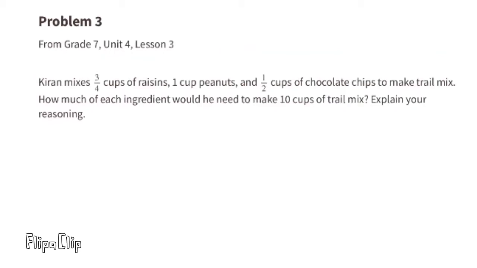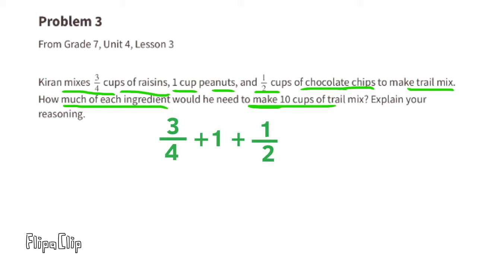Problem number 3 from 7th grade, Unit 4, Lesson 3. Kieran mixes 3/4 cups of raisins, 1 cup peanuts, and half a cup of chocolate chips to make trail mix. How much of each ingredient would he need to make 10 cups of trail mix? Explain your reasoning.